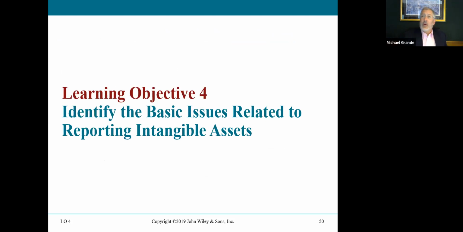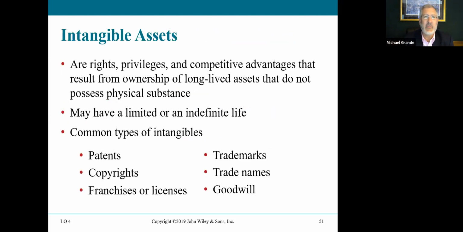So those were tangible assets, things you could put your hands on. But there is another group of assets called intangible assets. What's going on there? Intangible assets are rights, privileges, and competitive advantages that result from ownership of long-lived assets that do not possess physical substance. They may have a limited or an indefinite life. Common examples are patents, copyrights, franchises, trademarks, trade names, and goodwill, all intangible assets that have value.